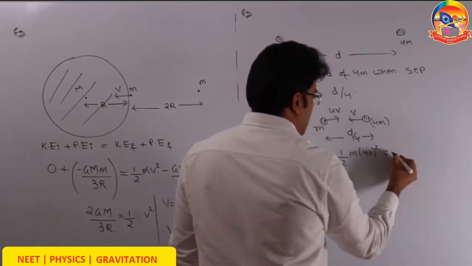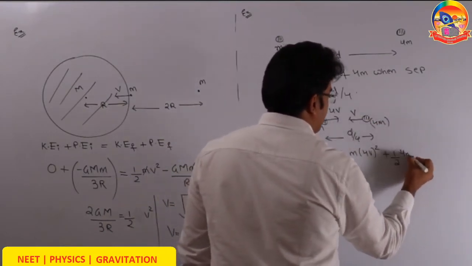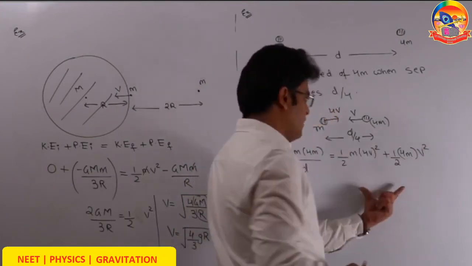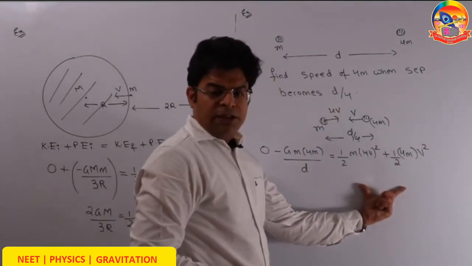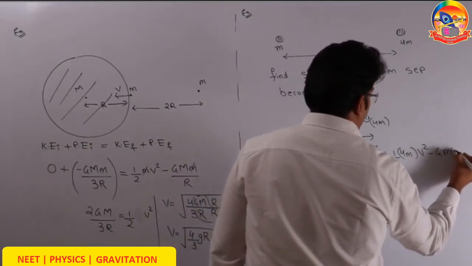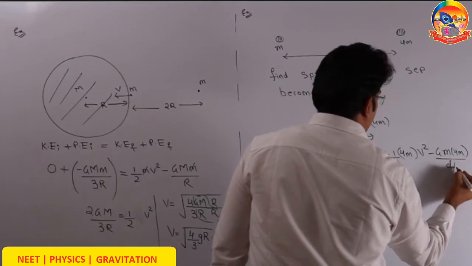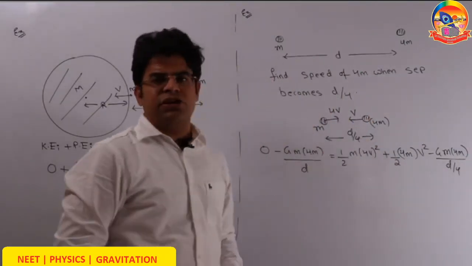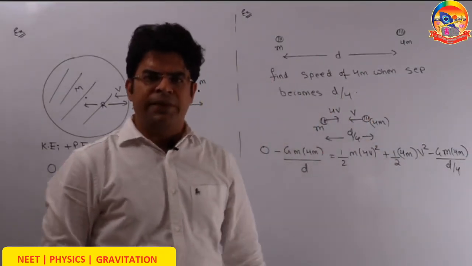Because of this mass, half into 4m into v square. This is the final kinetic energy plus final potential energy minus GM into 4m upon d by 4. Solving this equation, you can find out the value of v.